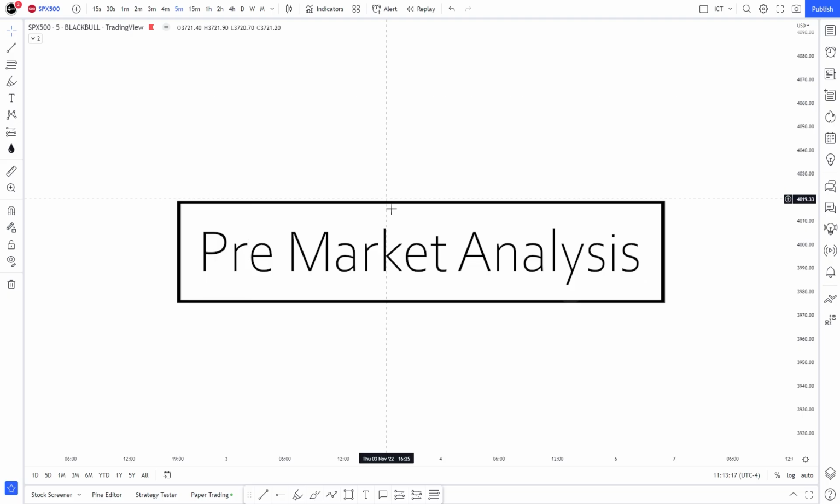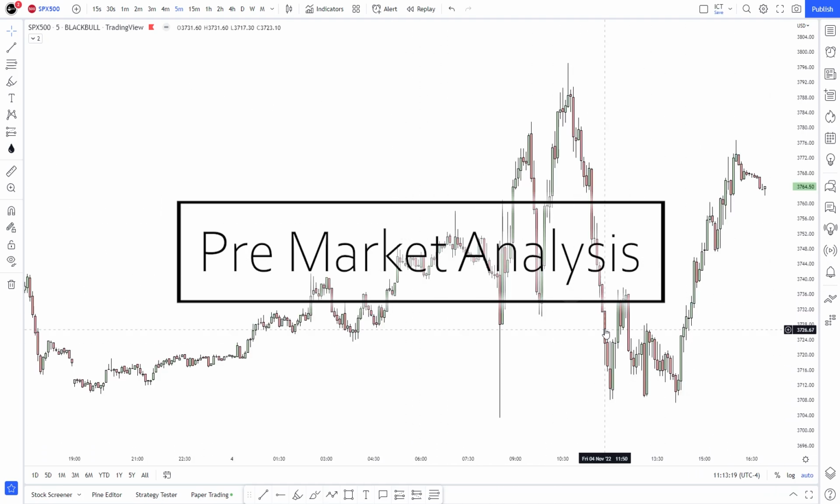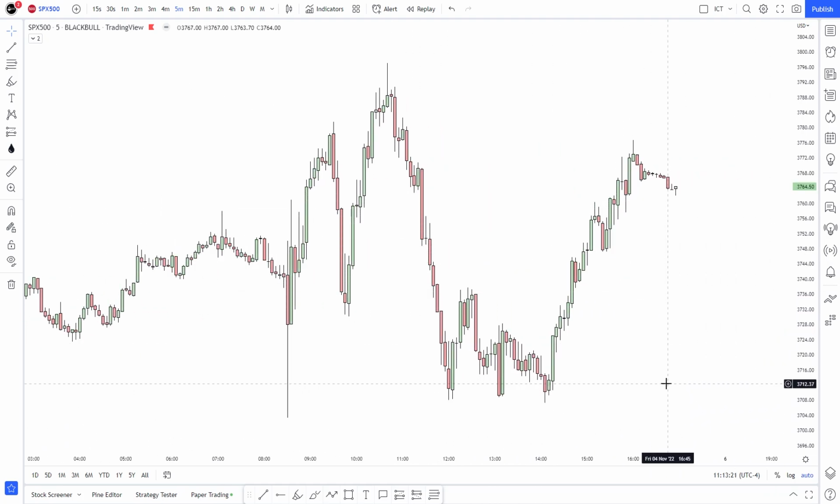Pre-market analysis. How do we do a pre-market analysis? I'm actually not going to explain this one because I think it's simple and I've shown it multiple times.